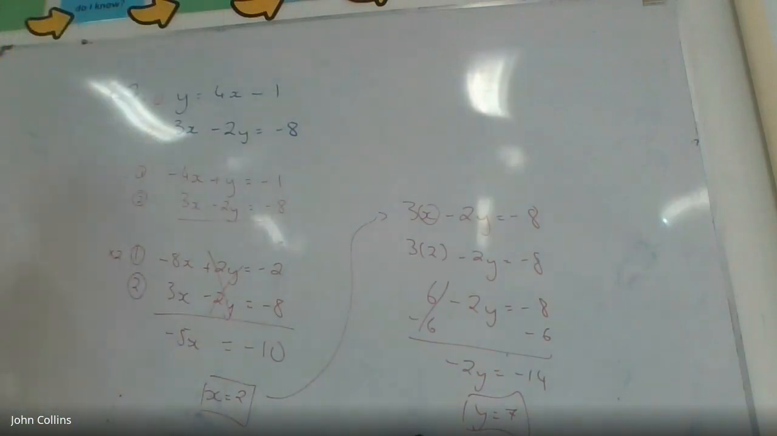Okay, so that's the elimination method. Key here is this. Multiply one of the equations by a number. It can be a positive or a negative number, so that it cancels out and disappears either the x's or the y's. You pick whichever one looks easier to remove.